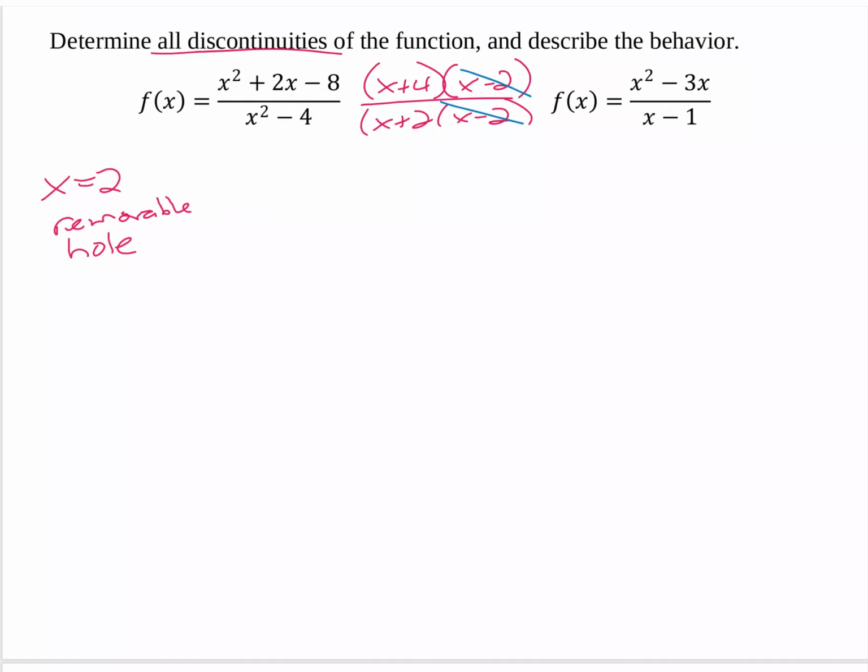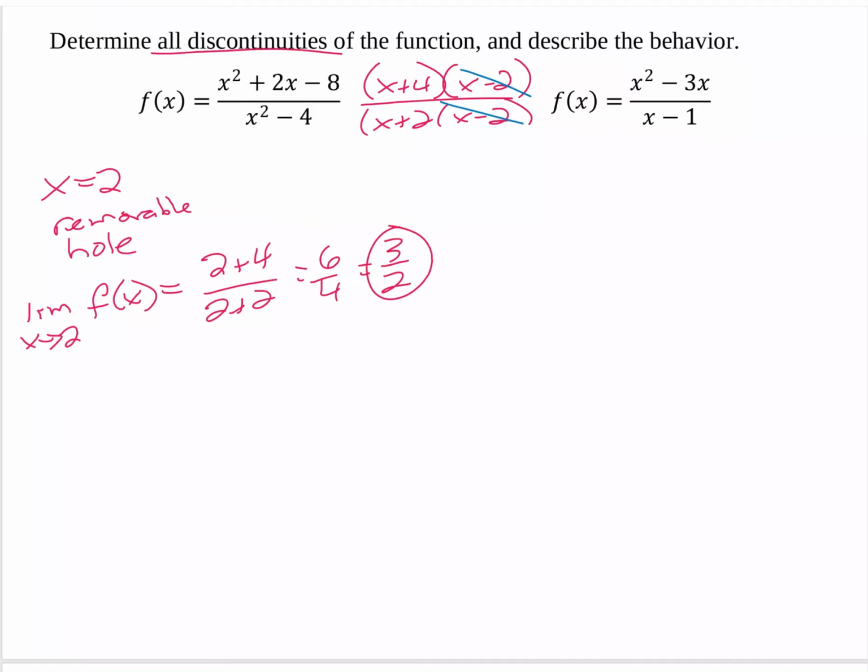So that would mean you take the rest of it, right? You say the limit as x approaches 2 of the function. Now we can direct substitute into what's left over here. We have 2 plus 4 over 2 plus 2, which is 6 over 4, 3 halves. Okay, so that took care of the removable one.